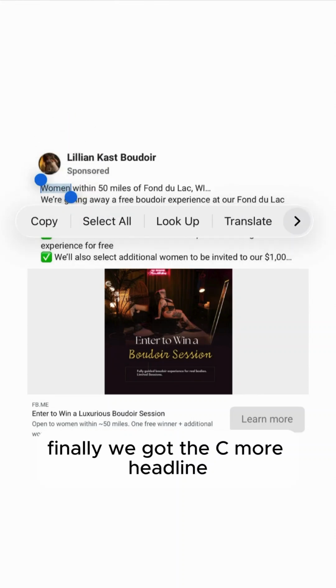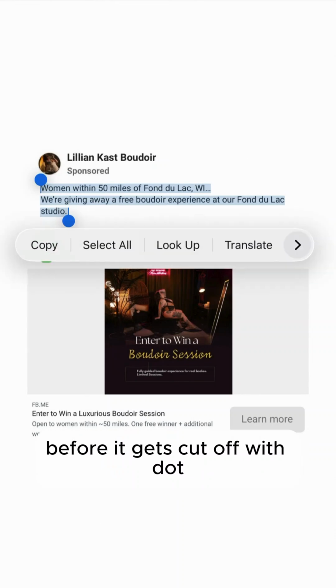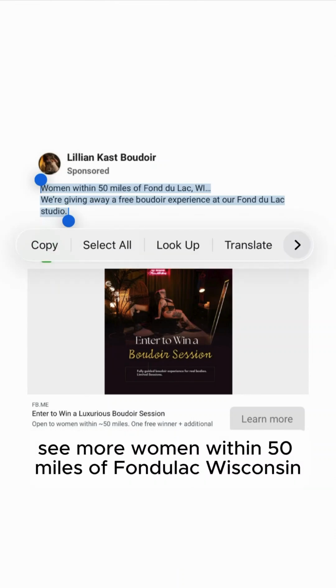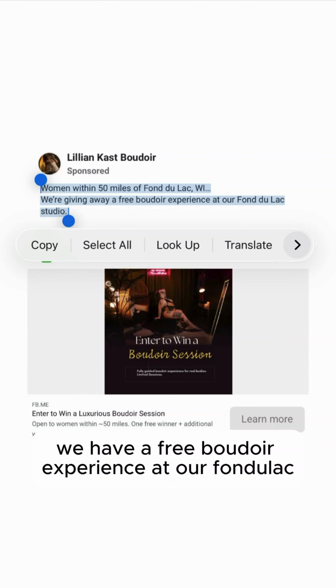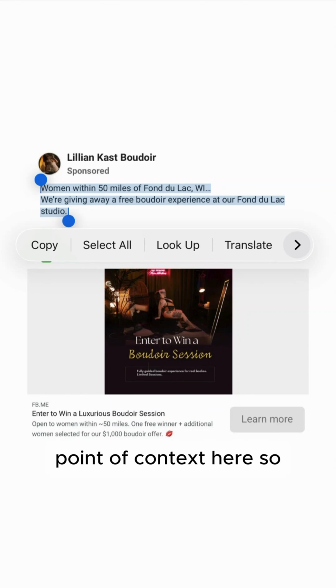Finally, we've got the "see more" headline. The first 2 3/4 lines in the Facebook mobile newsfeed show before it gets cut off with "...See more." Women within 50 miles of Fond du Lac, Wisconsin. We know we have a free Boudoir experience at our Fond du Lac studio. All right, so we've got literally one point of context here.